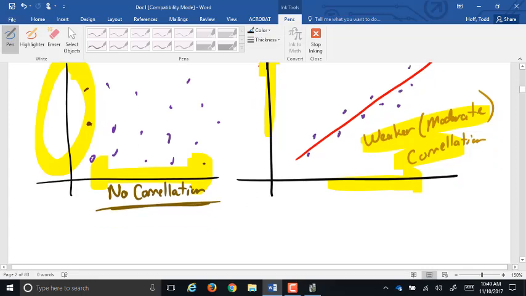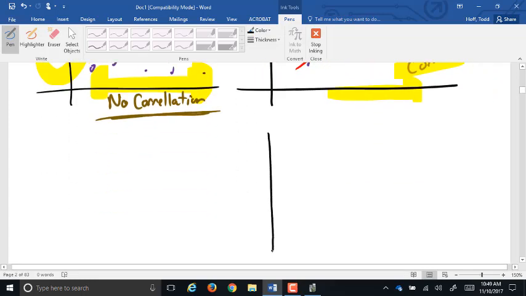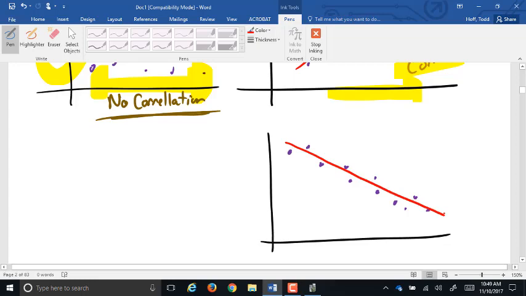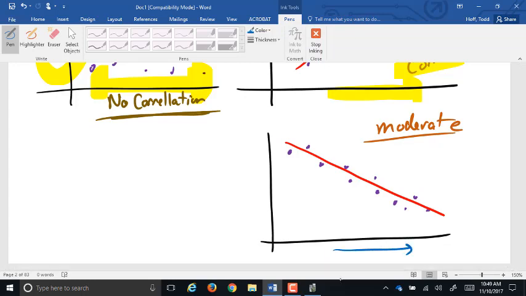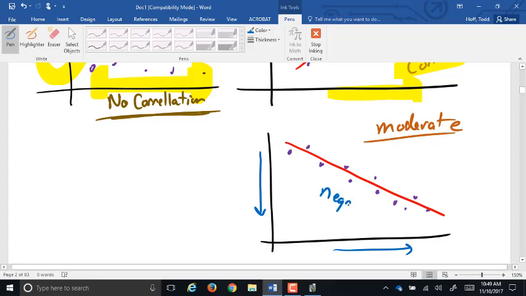Now we can have other strong or moderate relationships that might look like this. These, again, are close to the line, but not right on it. That would probably be a moderate relationship again. The difference here is that as the independent variable gets larger, the dependent variable gets smaller. That's what we would call a negative relationship or negative correlation.